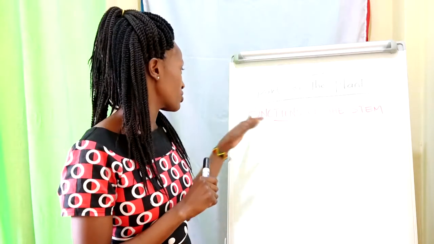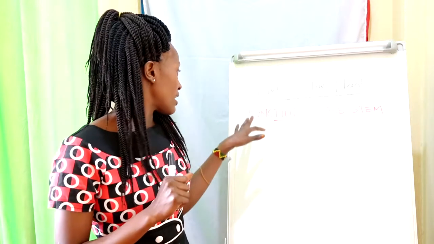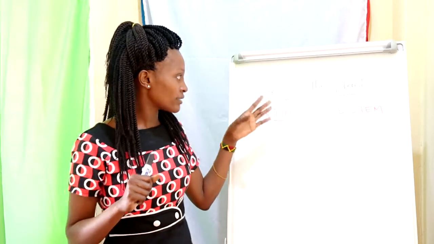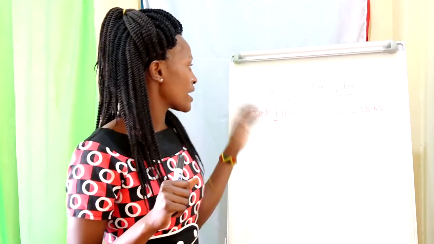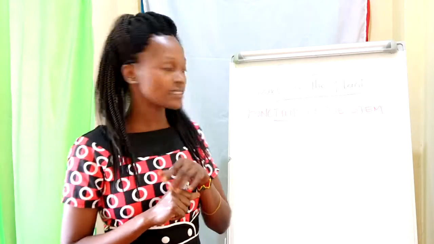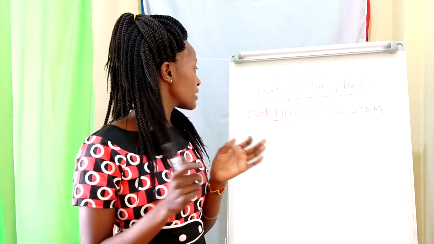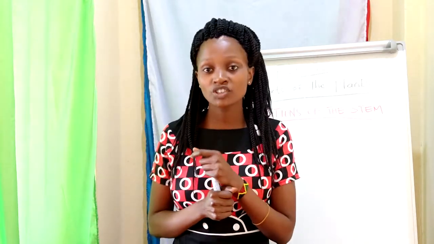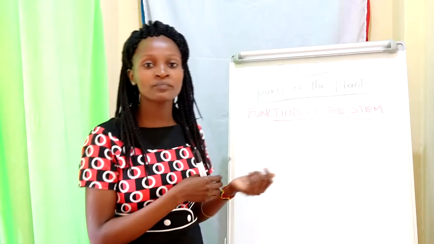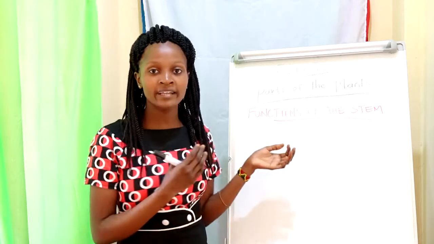Okay, let's proceed to the functions of the stem. As we had looked at earlier, the parts of the plant play different roles in the plant. For instance, the stem has various functions. These are just the uses of the stem. You can also say the importance of the stem is the same thing.